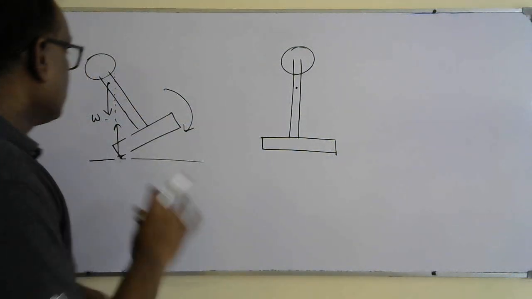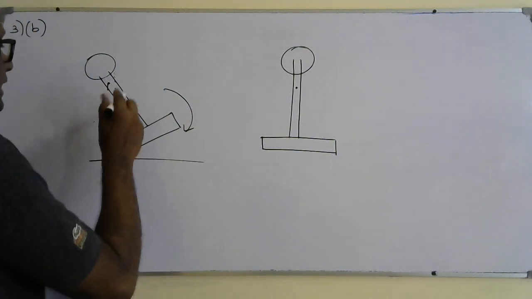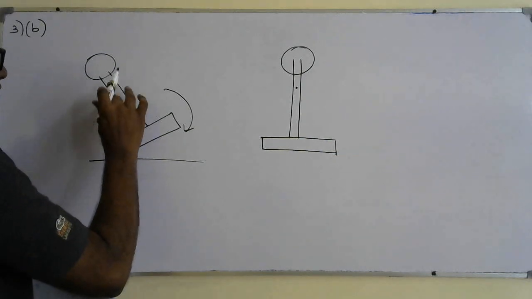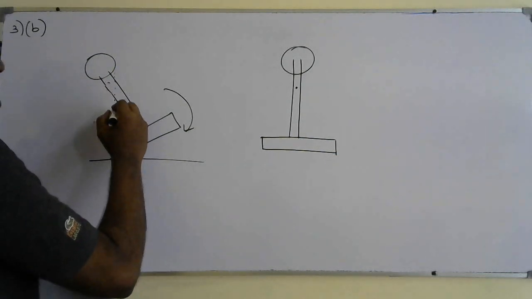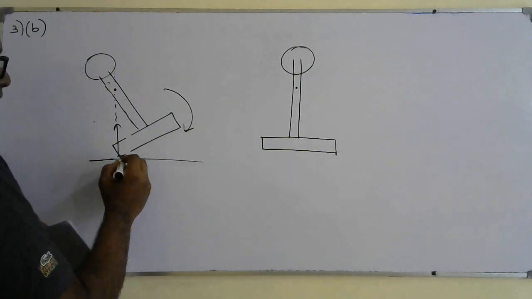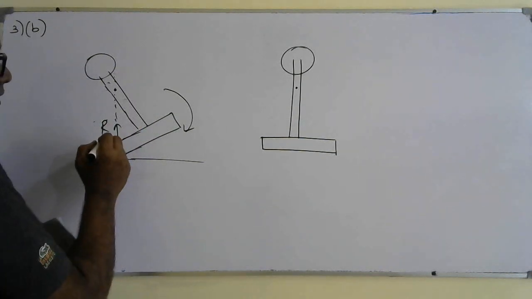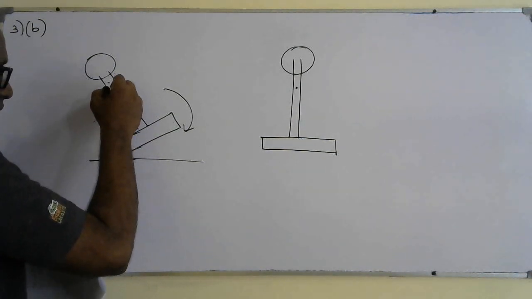But if the weight is acting along the same line of action of the normal reaction, say for example, if the center of mass is here, the normal reaction is here passing through this line, or the weight is acting through the same line.